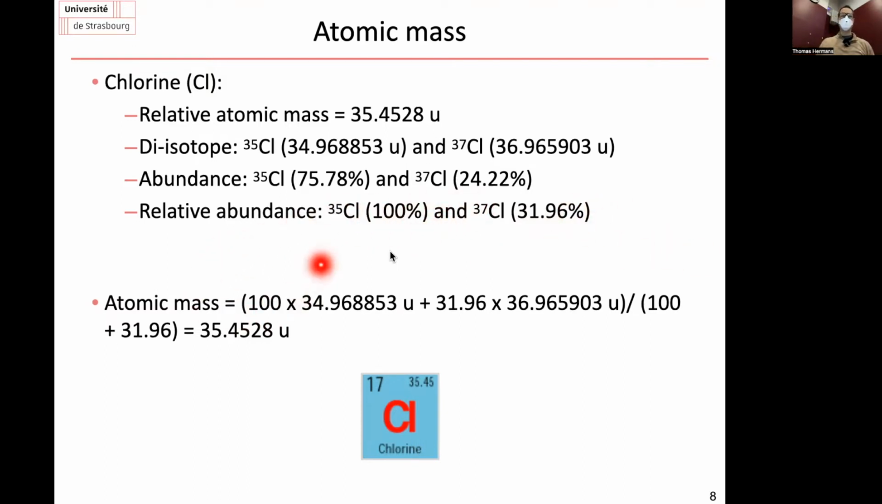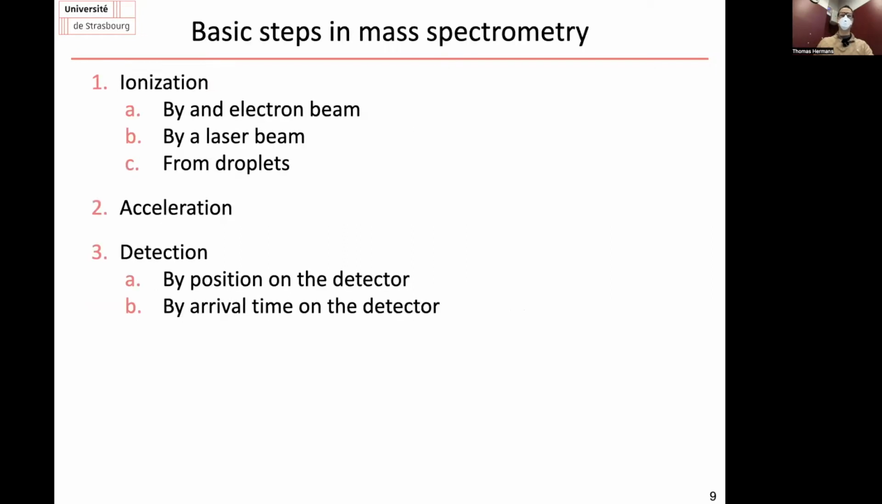So if we multiply the abundance with the exact mass of that isotope, so I do 100% times 34.9 plus this abundance times 36.9, divide by the total, 100 plus 32, I get 35.45. Right, so as I said in the beginning, the relative atomic mass that you see in the periodic table is actually a distribution of masses where you take the average according to the abundance. Okay, if there are any questions, please interrupt.